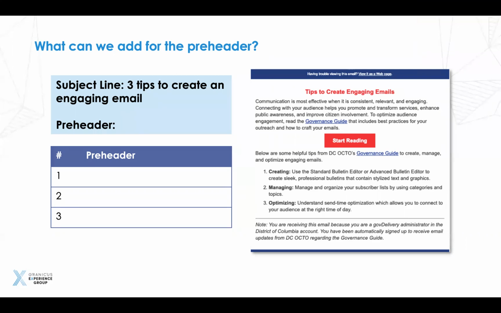You guys can feel free to just speak up too versus writing it in chat. Yeah, shout it out. I'll tell you ours. The one that we actually ran with this one was learn about creating, managing, and optimizing your messages.